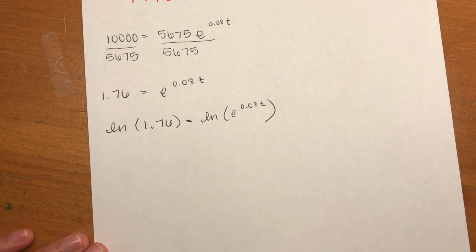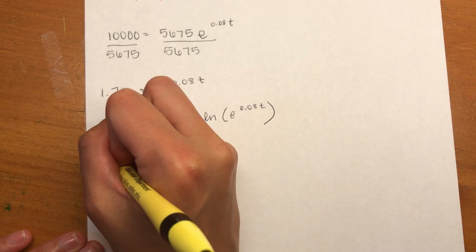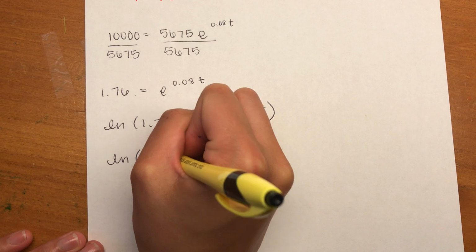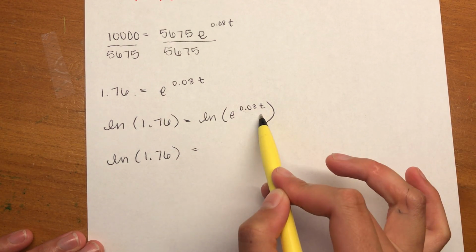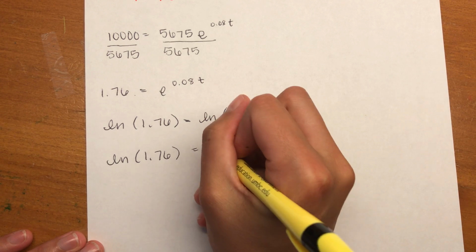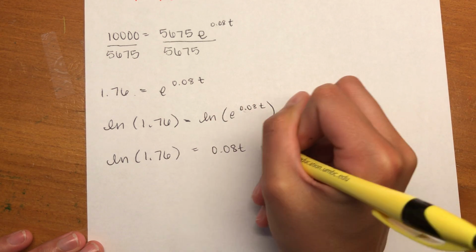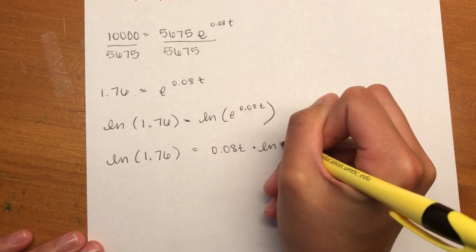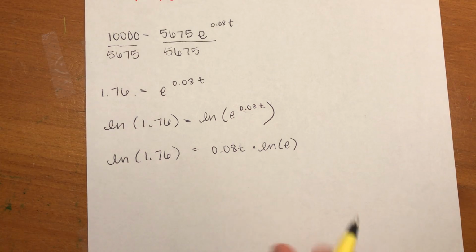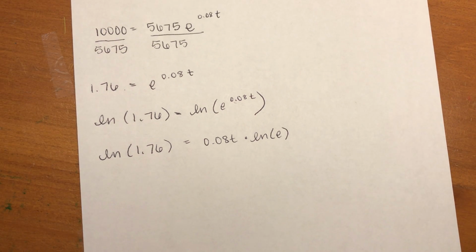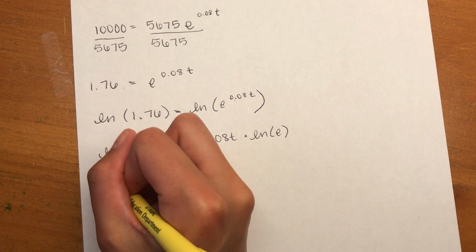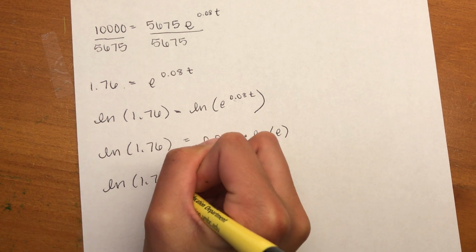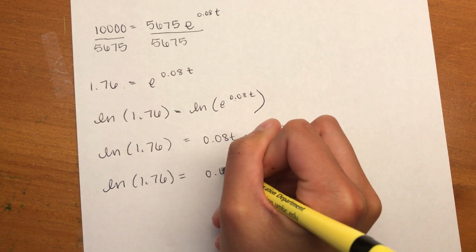What's next? Properties of logarithms. Good. So ln 1.76 equals, what do I do with my exponent? Slide it to the front. Times the natural log of e. And what is the natural log of e? Natural log of e is 1. So I'm just left with the natural log of 1.76 equals 0.08t.